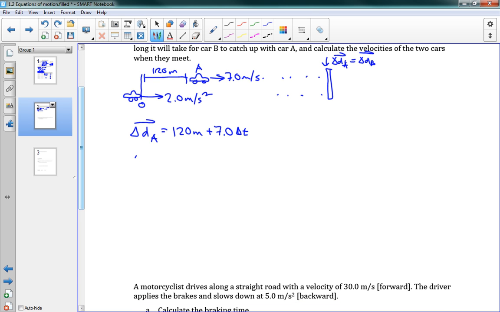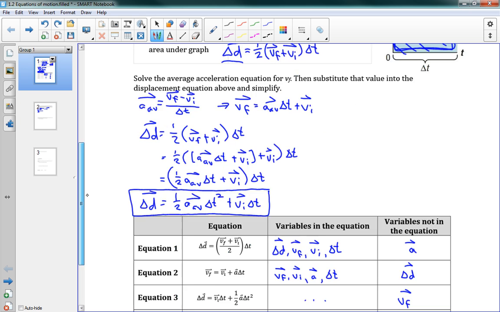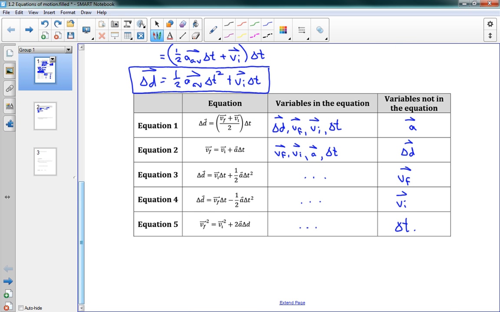Okay, and then we want to find the displacement B. Well, that's going to be equal to, it doesn't have any initial displacement. We're going to use one of our kinematics equations. And if we flip back to the previous page, what do we know? We know the initial velocity is 0. We don't know anything about the final velocity. So that means we're going to pick this equation, because we don't know anything about final velocity. We're not really concerned with it yet.